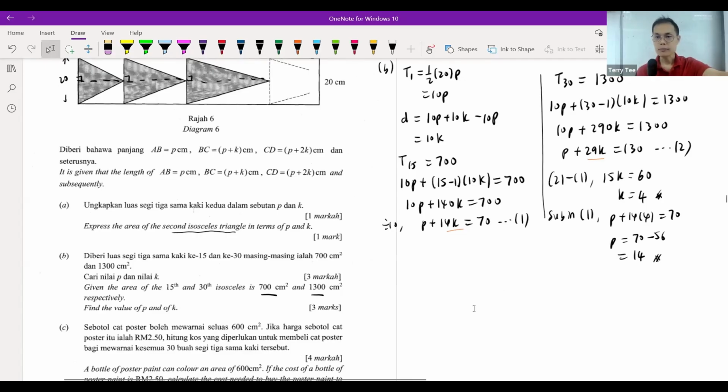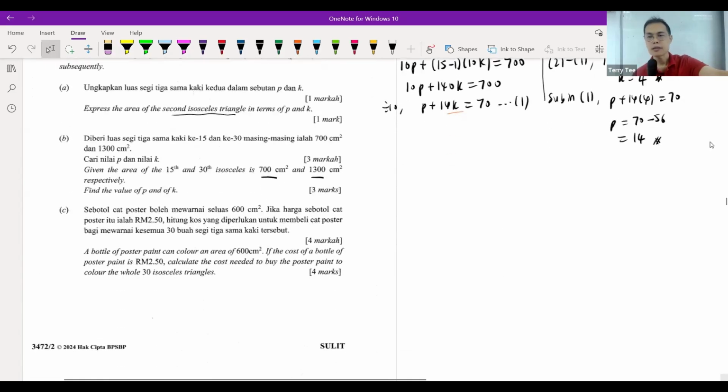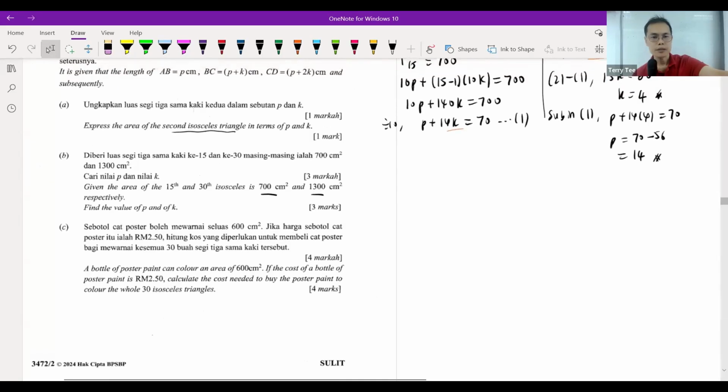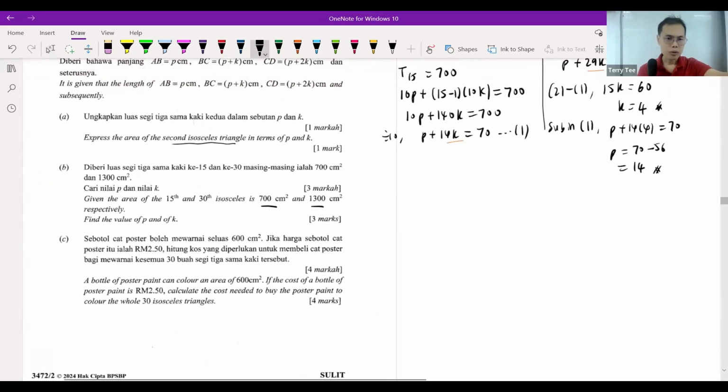Let's move on to part C. They say that a bottle of poster paint can color area of 600 square cm, and the cost of the bottle of paint is 250. Calculate the cost needed to paint the whole 30 isosceles triangles. So there are 30 isosceles triangles. But first of all, we need to know the total area of the triangles.